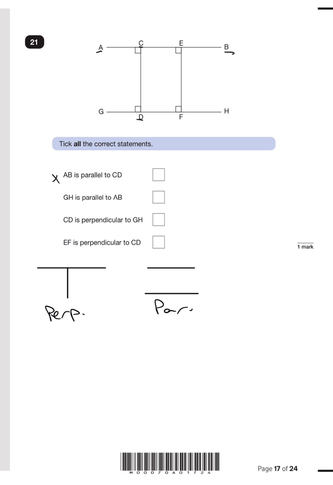GH is parallel to AB. GH parallel to AB. Yes, that does look parallel. CD perpendicular to GH. Yes, that is perpendicular. EF is perpendicular to CD. No, these two lines look parallel.